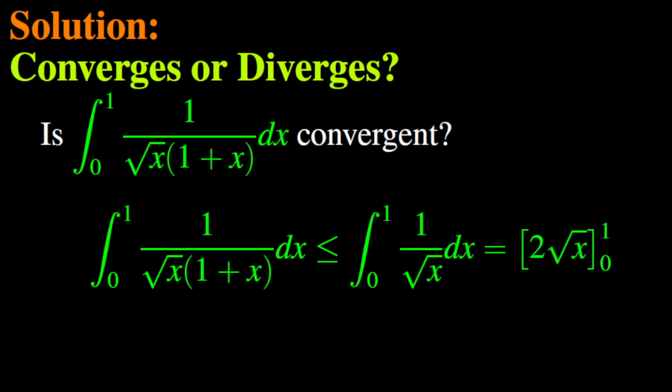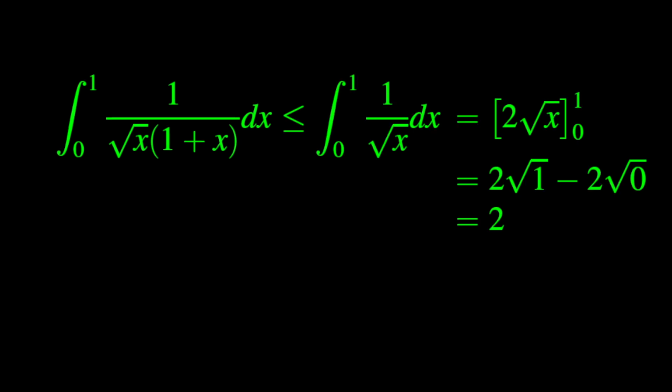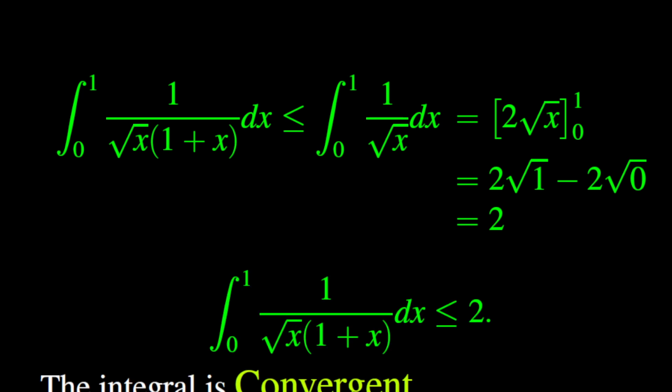Which equals 2 times the square root of x evaluated at the endpoints 0 and 1. This is because the antiderivative of 1 over the square root of x is 2 times the square root of x. We therefore see that the integral from 0 to 1 of 1 over the square root of x dx equals 2. Consequently, the integral from 0 to 1 of 1 over the square root of x times 1 plus x dx is less than 2, thus it is convergent.